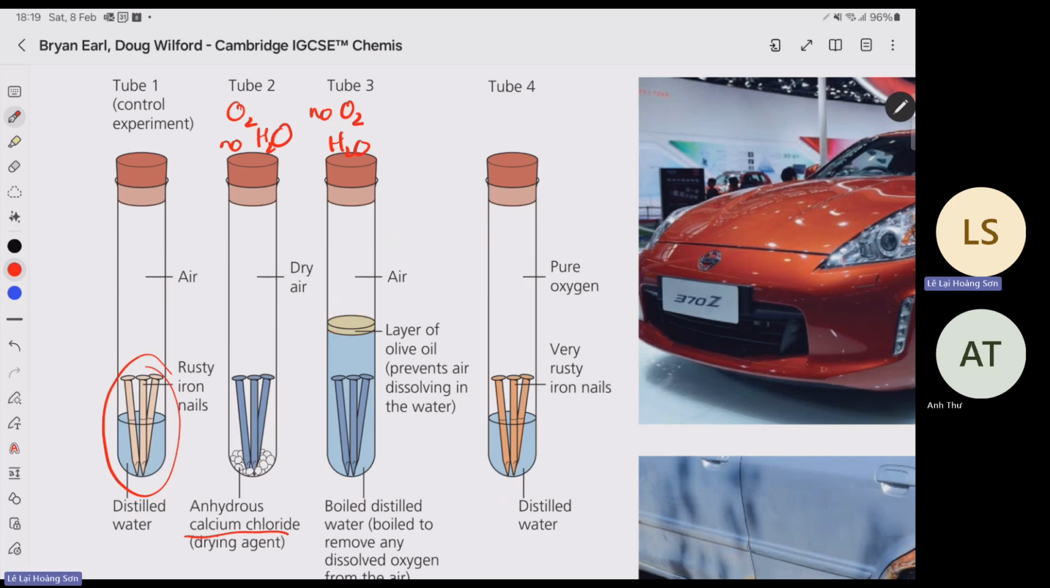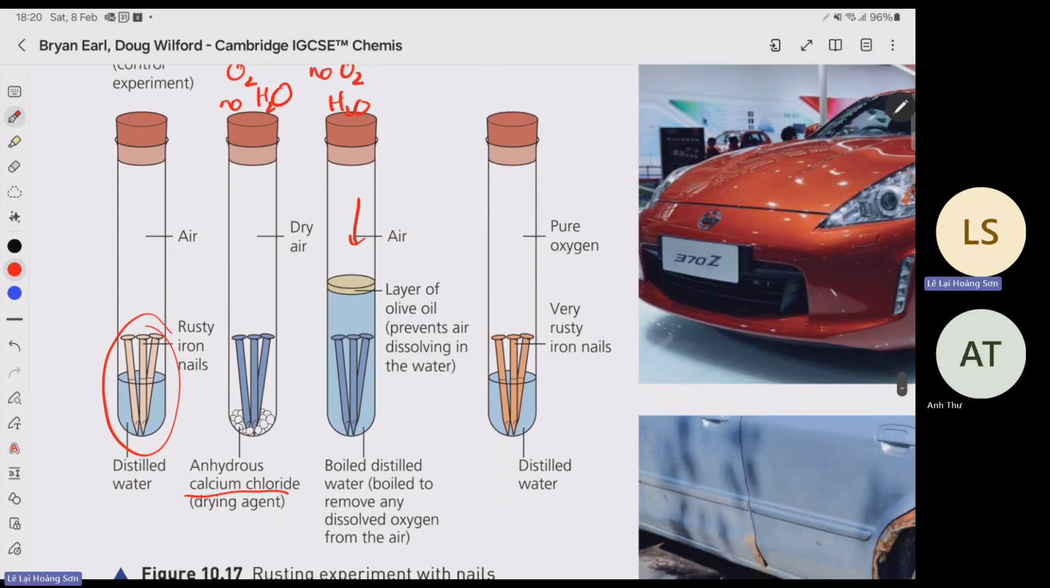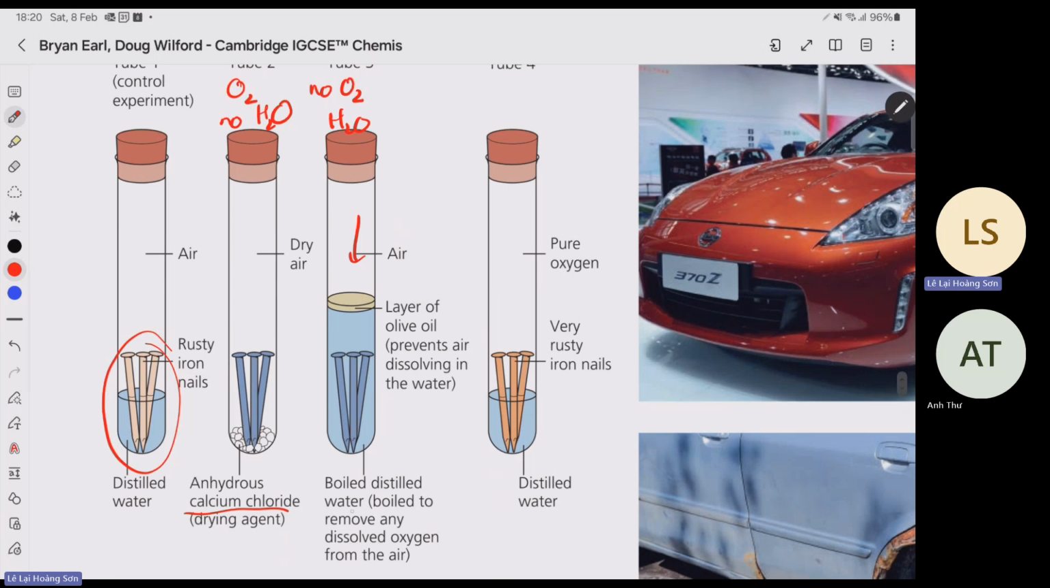So oil will prevent the oxygen from getting into the water. Okay, it prevents the oxygen in the air from getting into the solution, and therefore it cannot contact the metal down below. We can also eliminate the oxygen by boiling the water before we use it. And basically, when you boil the water, the solubility of oxygen will decrease and it will eliminate all the gas out of the solution. Okay. And then you see no rusting over here.